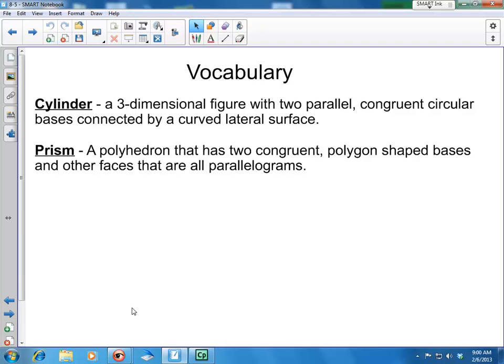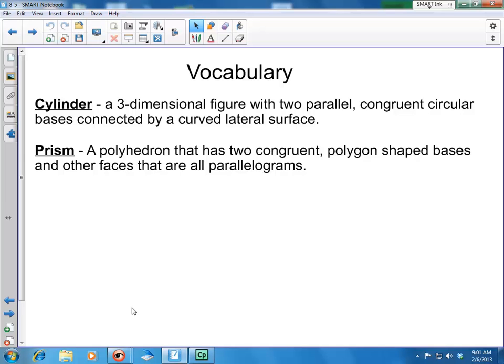A prism is a polyhedron that has two congruent polygon-shaped bases and other faces that are all parallelograms. Whenever I say prism, you'll probably think about a rectangular prism, like a box, maybe a shoe box or something like that. But you can also have triangular prisms, and a triangular prism looks like, I don't know, a box with triangles on the end of it, I guess. And we'll have a couple of examples of those here in just a moment.